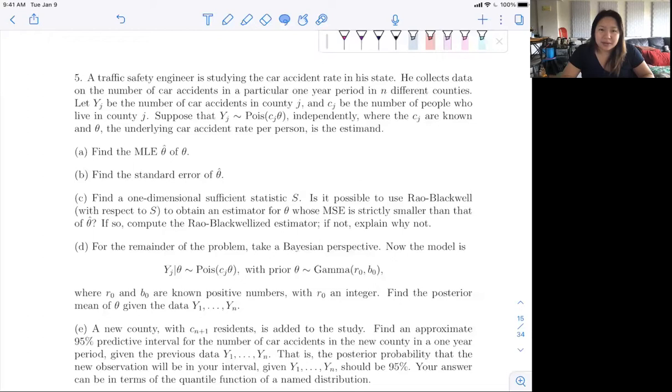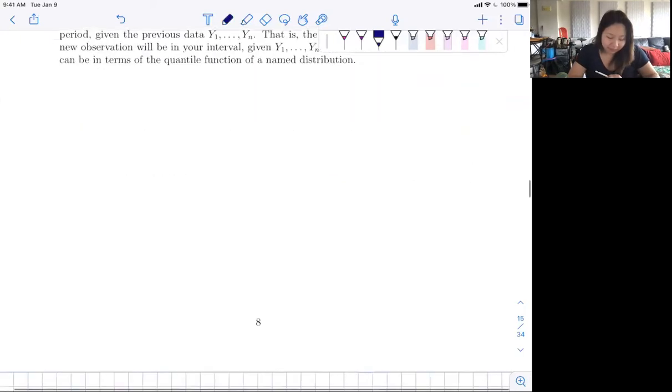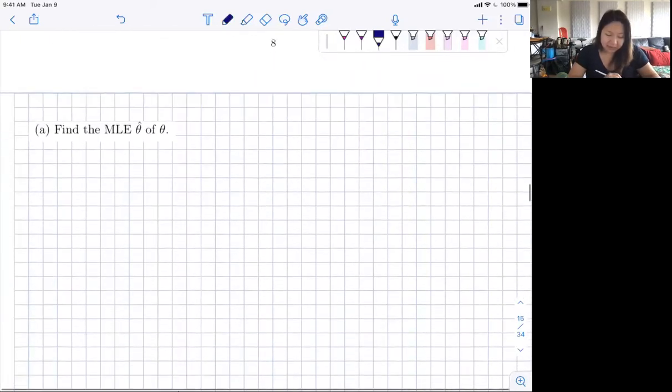Let Y_j be the number of car accidents in County j, and c_j be the number of people who live in County j. Suppose Y_j is distributed Poisson(c_j θ), where c_j are known and θ, the underlying car accident rate per person, is estimated. So we're looking for θ, the per person car accident rate. Okay, so first we need to find the MLE θ hat of θ.